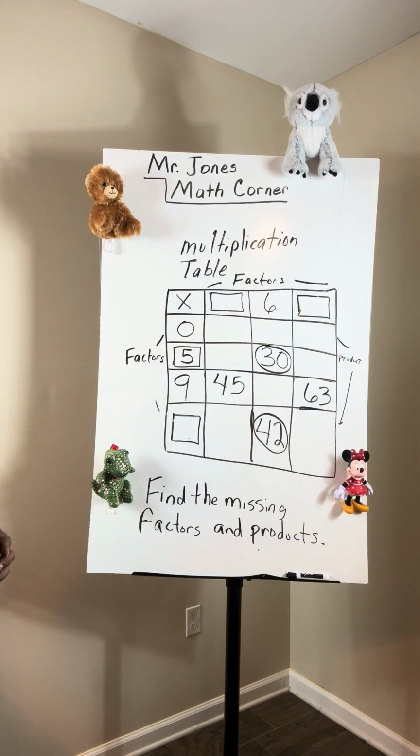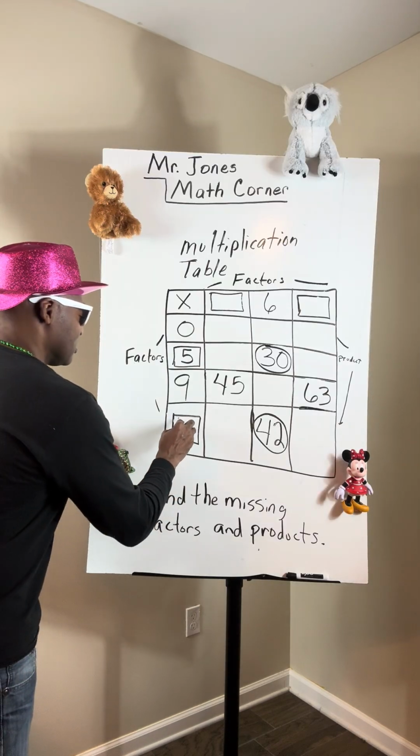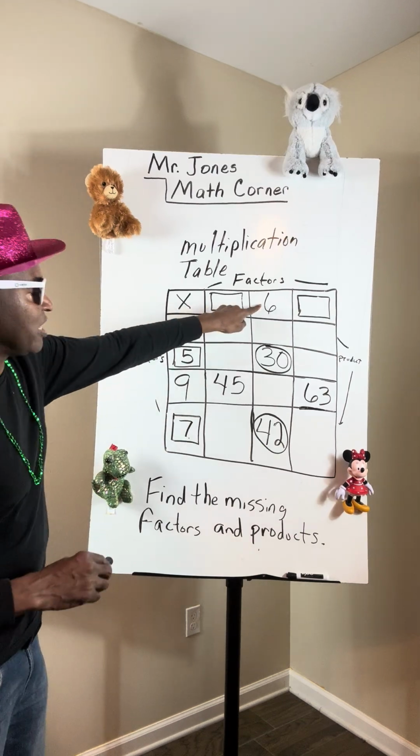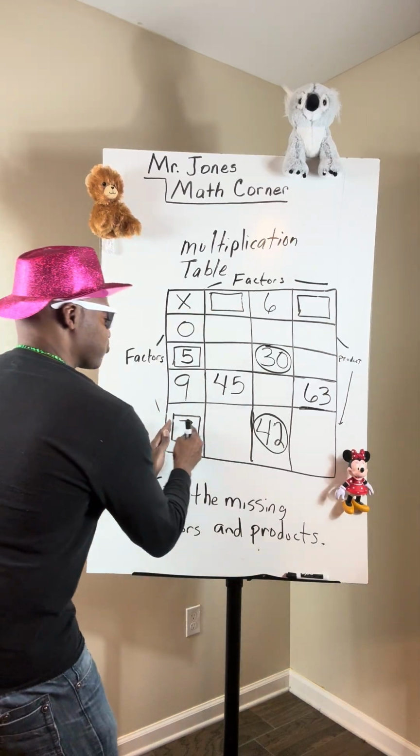6 times 1 is 6. 6 times 2 is 12. 6 times 3 is 18. 6 times 4 is 24. 6 times 5 is 30. 6 times 6 is 36. 6 times 7 is 42. So 7 is our missing factor. So 7 times 6 equals 42. And it's right there in the middle.